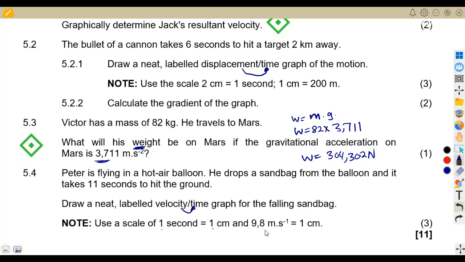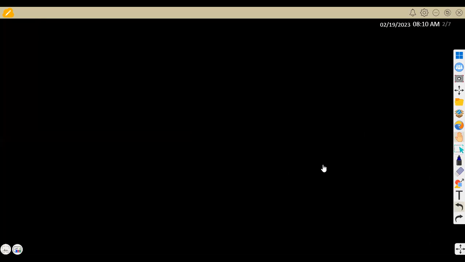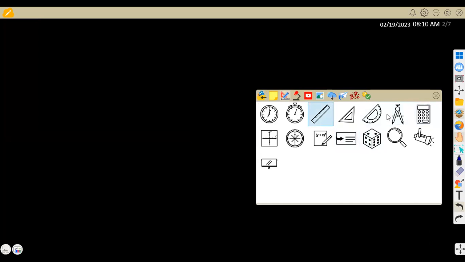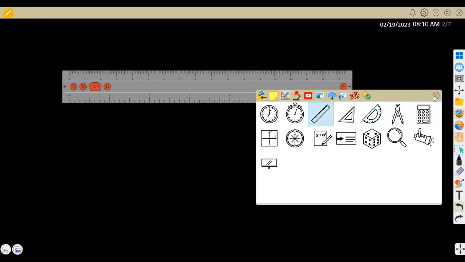And we are given the velocity now: 1 centimeter representing 9.8 meters per second. Take note, this sandbag is going to take 11 seconds to reach the ground. So for our velocity time graph, let's have a sketch here. I'm just going to show you a sketch. Let's just have our ruler so that I can show you the sketch here.